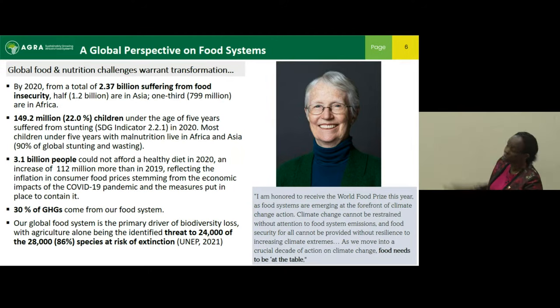But this lady was recognized, as you would know, for the work she has done to demonstrate that what is happening in our food system is part of the challenges we need to address if we are going to really address the question of climate change.